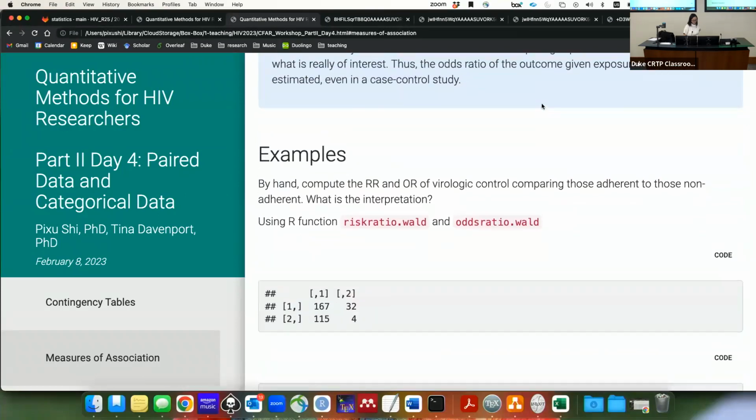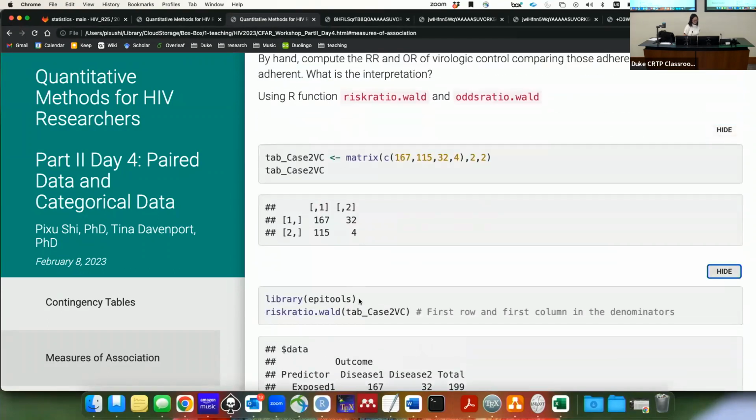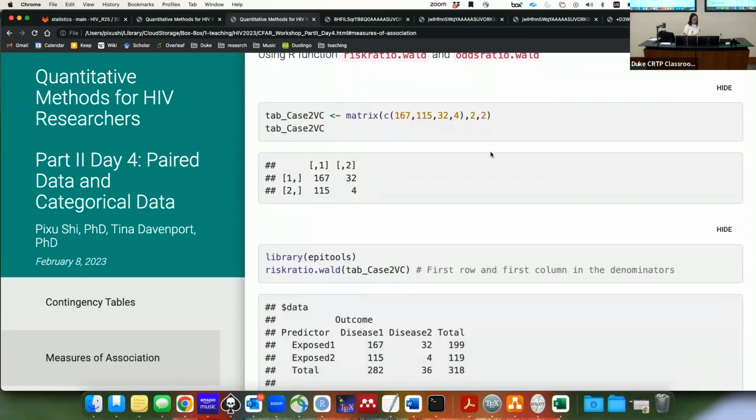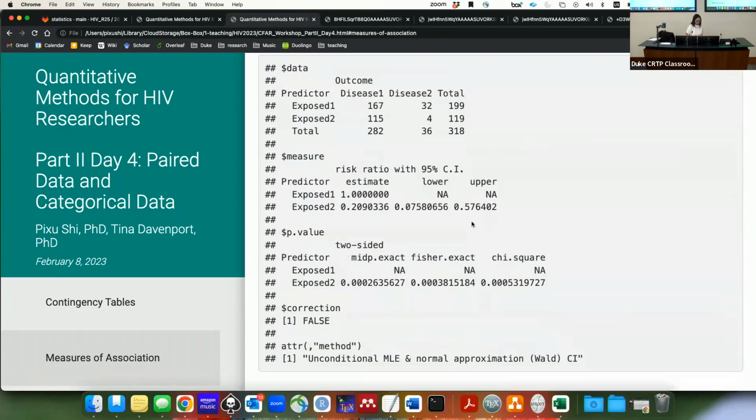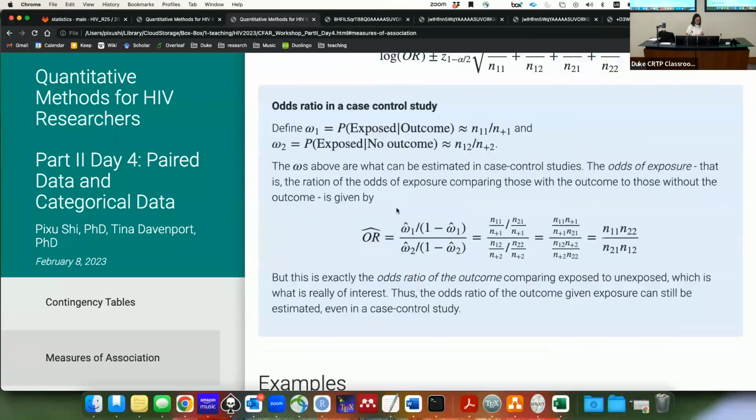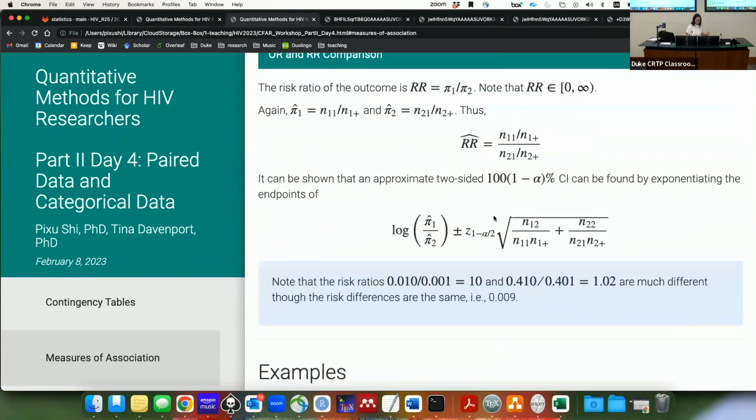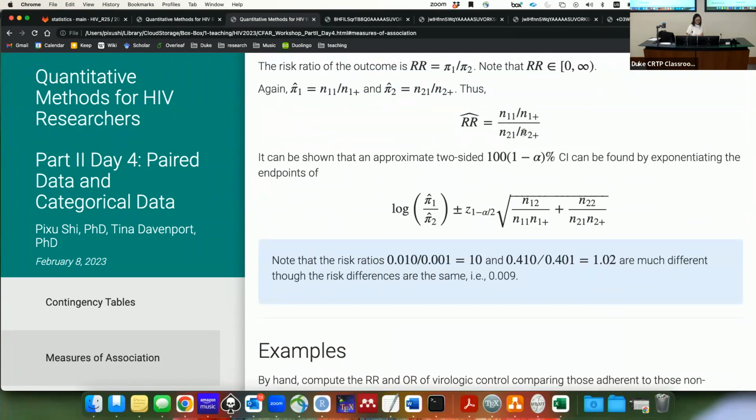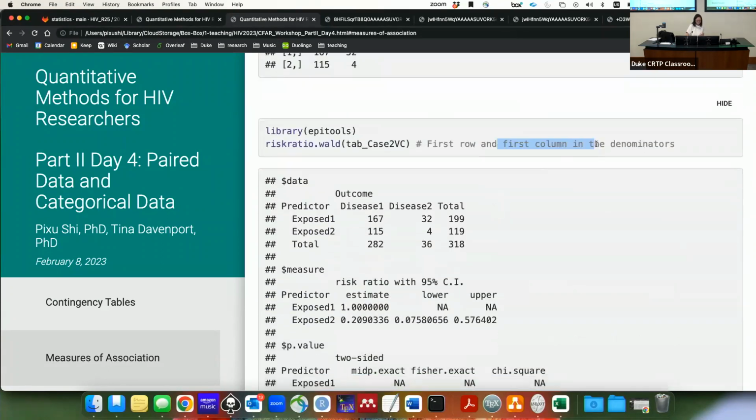And if you want to do it using R, you can use a library called epitools, where two functions, riskratio.wald and oddsratio.wald, will give you the estimation and confidence intervals of the ratios. The interpretation of the output is a little tricky. The risk ratio function will put the first row in the denominator. It's actually just the first row, not the first column.